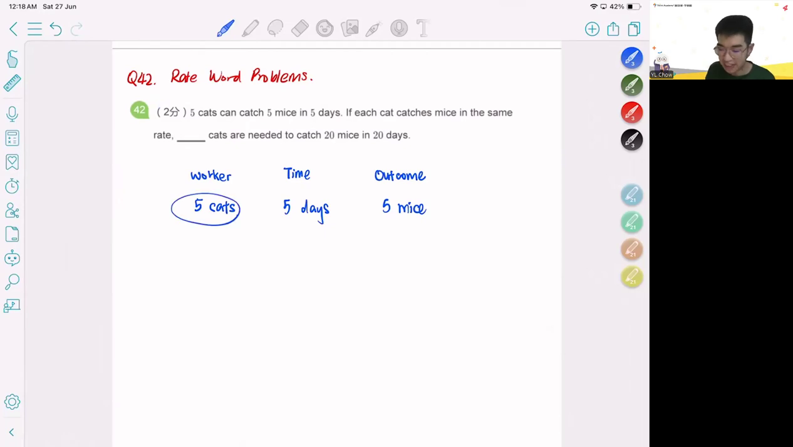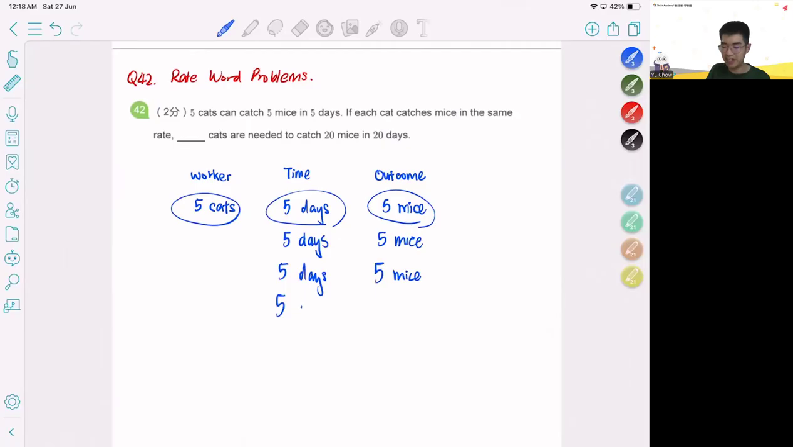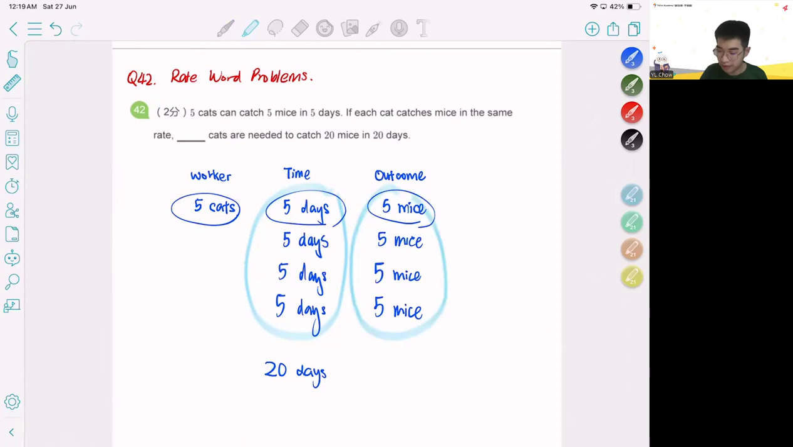Now imagine these five cats are catching five mice in 5 days, and they continue at the same rate. So let's say I give them another 5 days. For the next 5 days, since they follow the same rate, they would have caught another five mice. Likewise, another 5 days, that will be another five mice. Then I give it another 5 days, then they will catch another five mice. And what do you notice? You notice that I gave them a total of 4 times 5 equals 20 days. And the outcome that they get in total is 4 times 5 equals 20 mice.